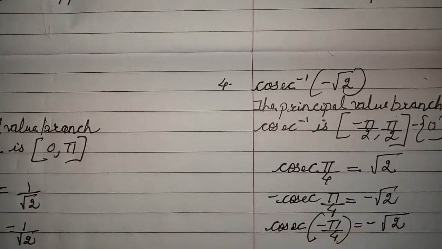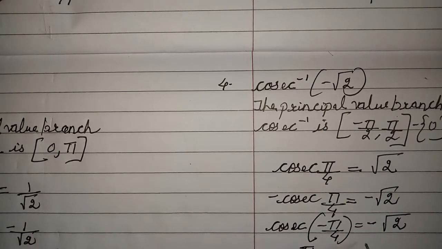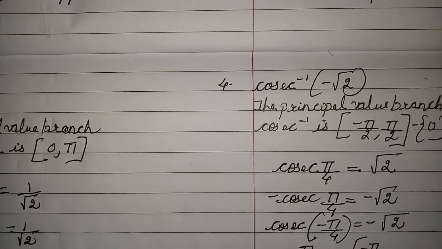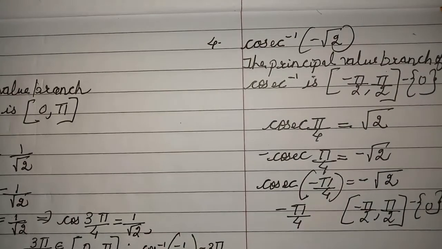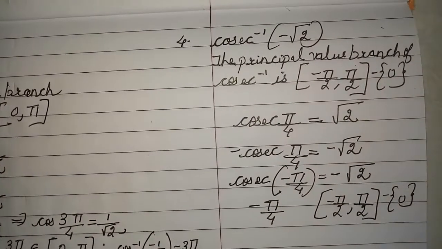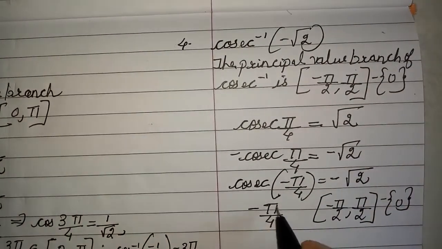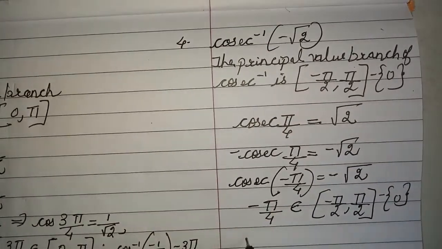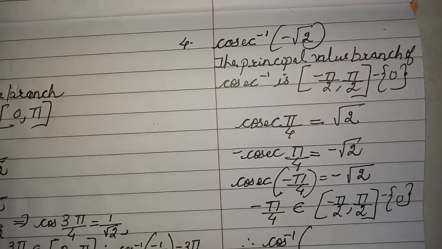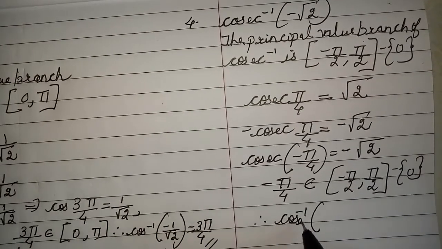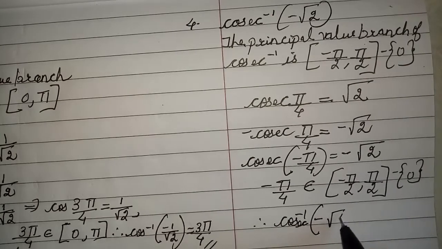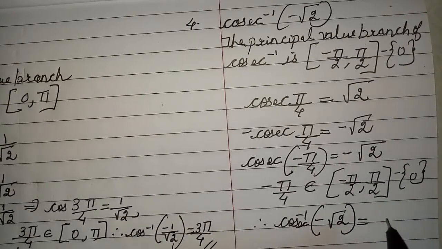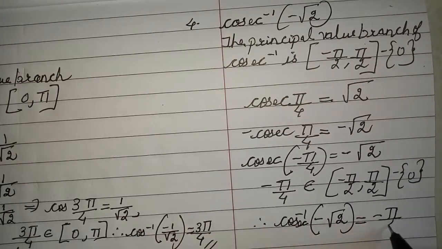So minus pi by 4, I have to check whether it belongs to minus pi by 2 comma pi by 2 minus 0, because this is the principal value branch. Yes, this is the principal value branch. Does minus 45 belong? Yes. Therefore, cosec inverse of minus root 2 is nothing but minus pi by 4.